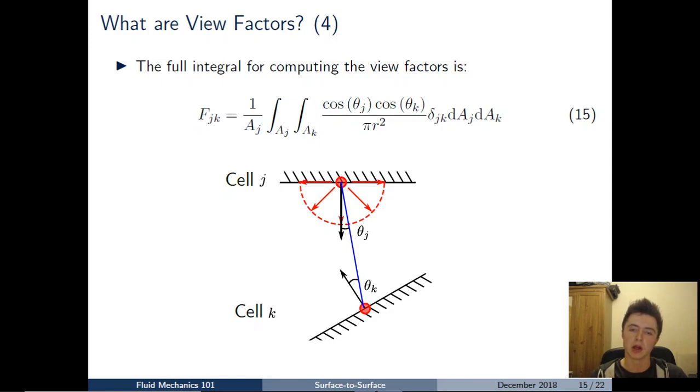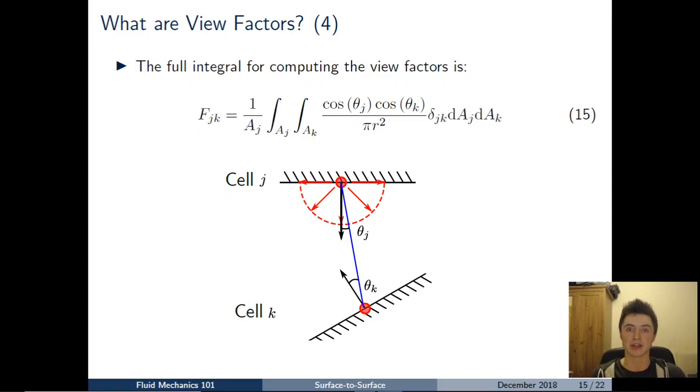Well, the thetas there give the angle of the cell normals to a ray that passes between cell J and cell K. So in that diagram, you can see that there's a ray of radiation leaving cell J that passes to cell K, and the unit normals of these cells make some angle, theta, to that ray.